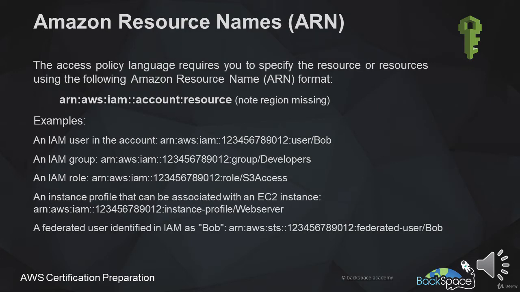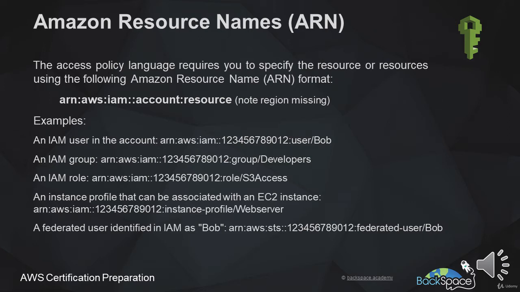And on the subject of ARNs or Amazon Resource Names, all of our policies need to comply with the access policy language, and that requires us to specify the resource or resources using the Amazon Resource Name format. So what that looks like, it will be ARN, AWS, IAM, and then 2 colons. The reason there's 2 colons is because with an ARN, you would normally have a region in there, but because IAM is not region specific, it's a global service, that's empty. So you have 2 colons there. And then you have the account details and then the resource that it applies to.